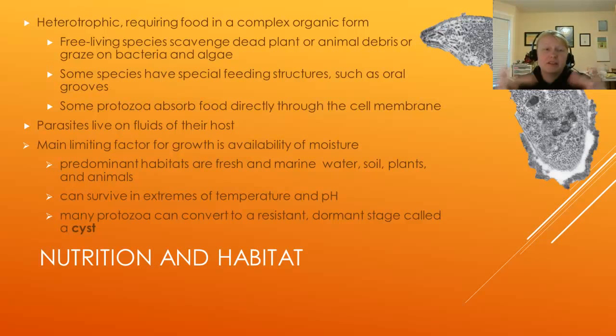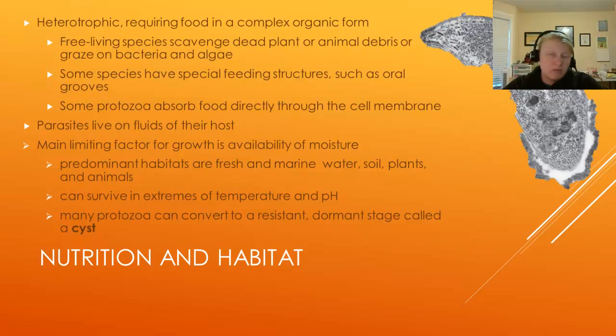And this is in comparison to those autotrophs, which are the plants, and the protozoa, or the protists, that are more similar to plants. Where do the protozoa get their food from? They scavenge them from dead plants or animal debris. They graze on bacteria and algae. They have two ways of bringing food into their cells, either through special feeding structures such as oral grooves, or they can phagocytize it and bring it in and then lyse that structure, or break that structure down, within the cell. When we're talking about parasitic protozoa, they can live on the fluids of their host.